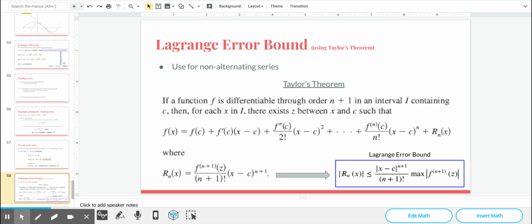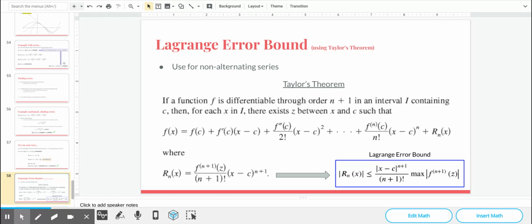So a result of Taylor's theorem says this. Well, if that's true, then the maximum error for the nth degree Taylor polynomial has to be equal to x minus c to the n plus 1, so that doesn't change, divided by n plus 1 factorial, so that doesn't change, multiplied by the maximum of the n plus first derivative evaluated at z. All right, so that's where it starts to get a little bit weird.